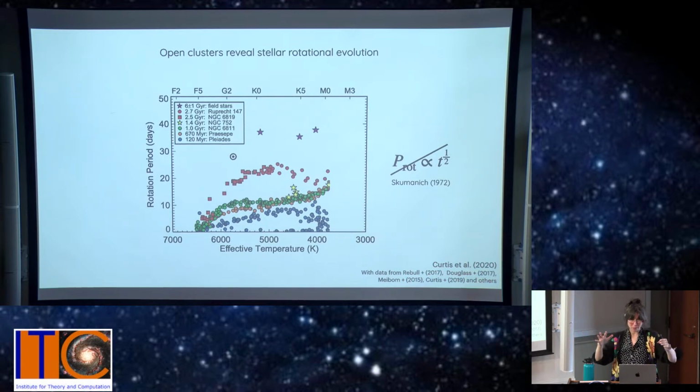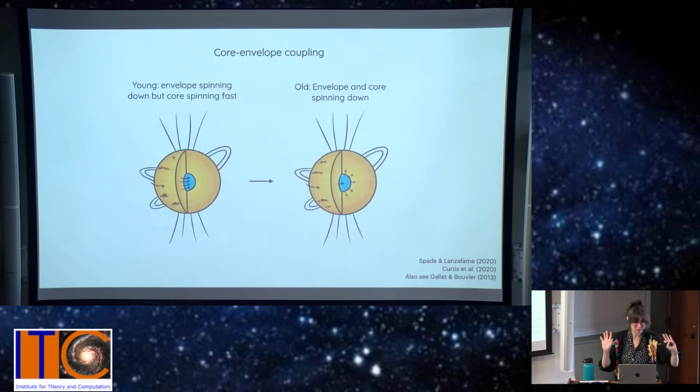The envelope is still braking magnetically, so the star overall is still spinning down, but the envelope is also receiving angular momentum from the core, and so the surface of the star seems to stop spinning down overall. And then eventually the core and the envelope will have coupled again pretty tightly. We know this is true for the sun, for example. And then we assume that a star will continue to spin down from then on as roughly a solid body. That's the picture that we have to explain this phenomenon.